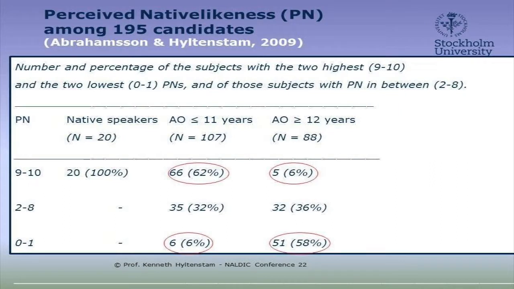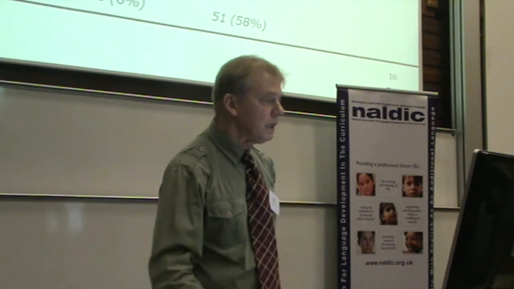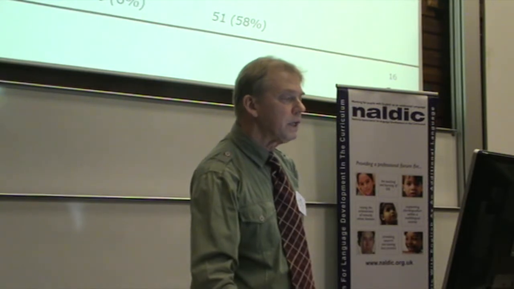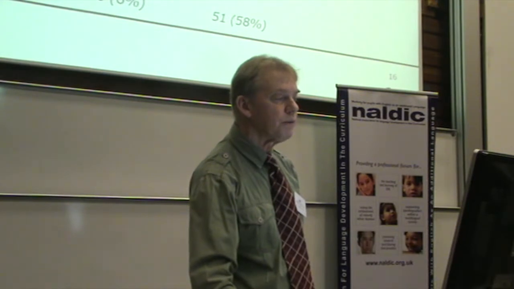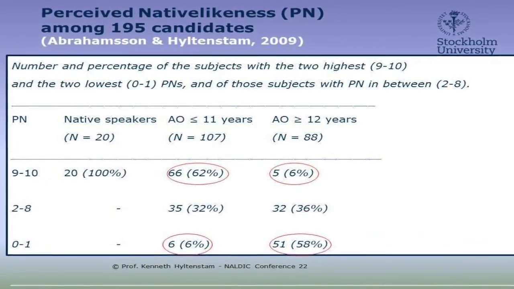And this is an investigation we did with 195 second language speakers, users of Swedish. They were all recruited because they sounded more or less like native speakers of Swedish, all 195. But what we did was that we compared them to 20 native speakers, and then we divided them in two groups, those who had started before the age of 11 and those who had started learning Swedish after the age of 12. And you can see the numbers we had in the two groups here.